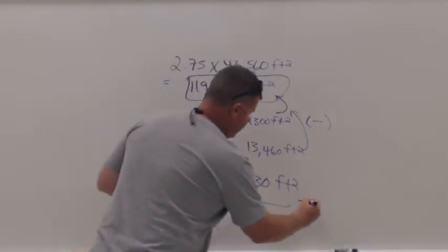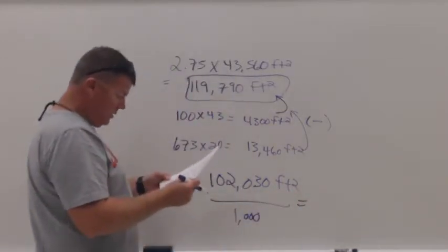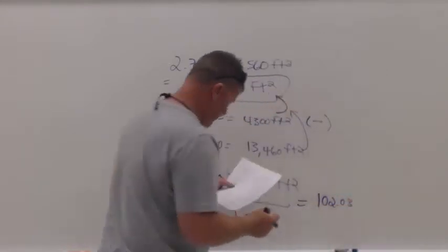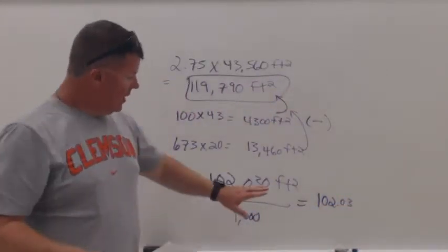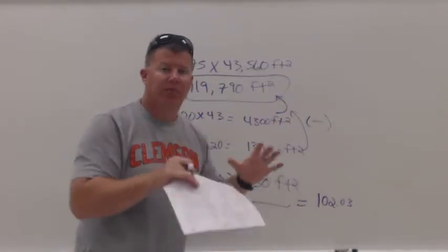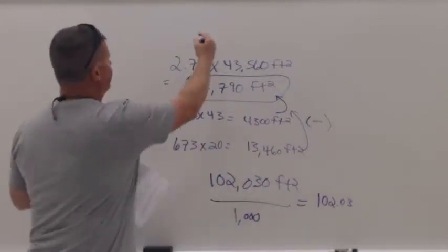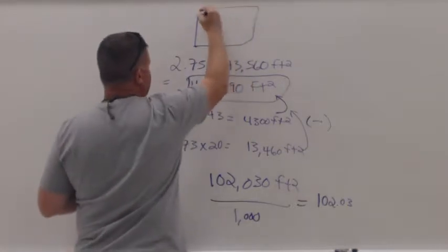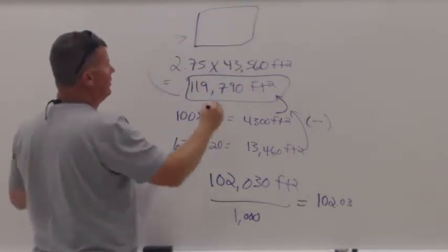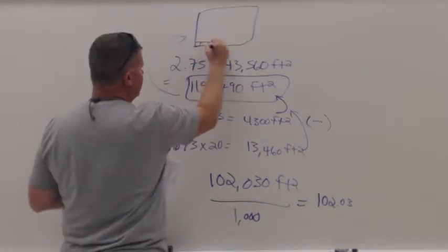that is going to give me 102.03. This 102, guys, is my 1,000 square foot blocks. So if I actually had this big property and it was 119,000 square feet, I would take it and divide it into blocks.